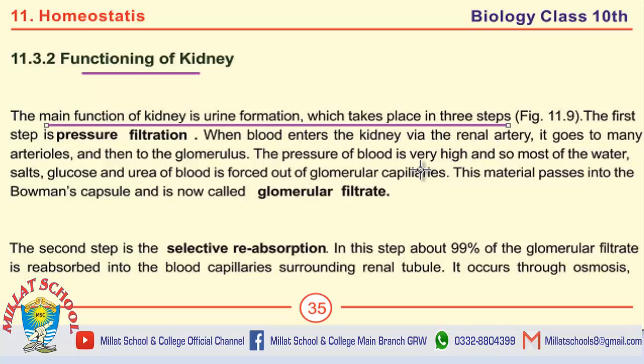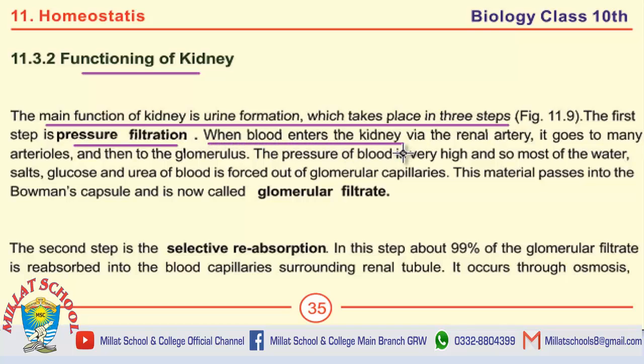How many steps are there for urine formation in humans? There are major 3 steps. We will discuss these 3 steps one by one. First of all, the first step of urine formation is pressure filtration. What does happen in pressure filtration? The answer starts from here.